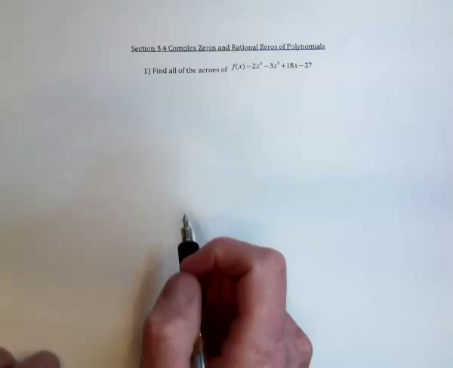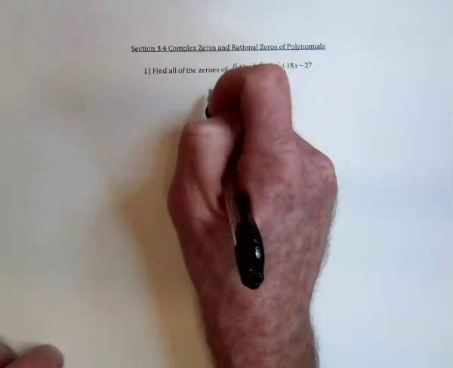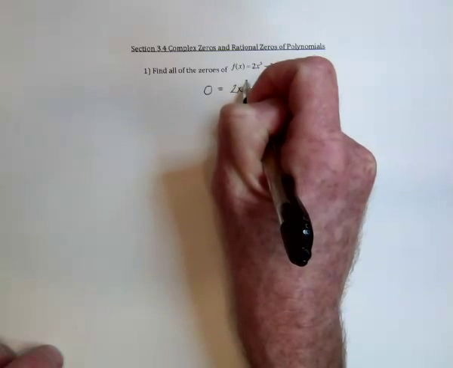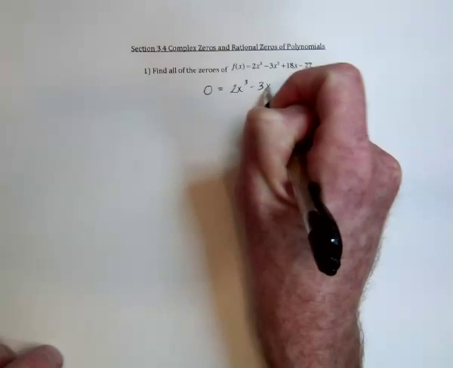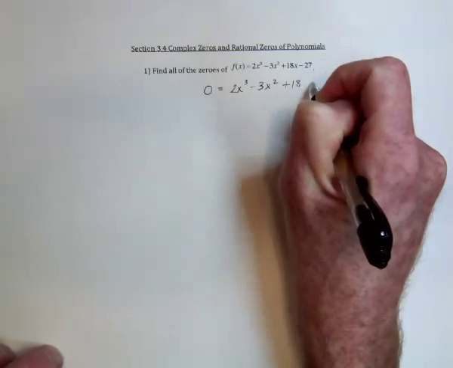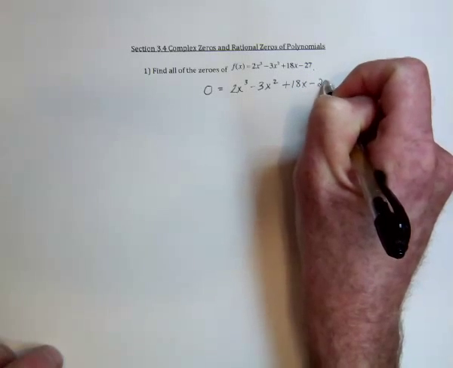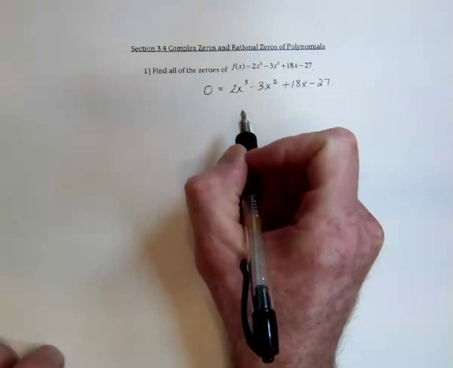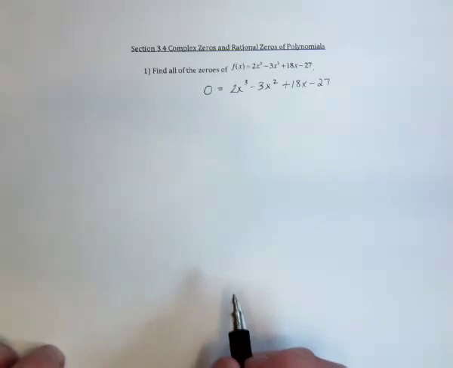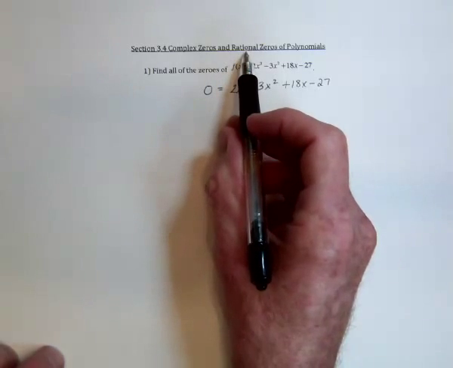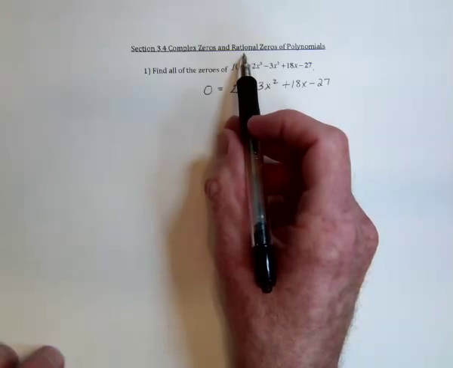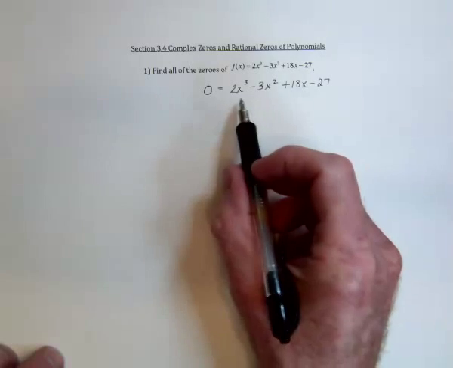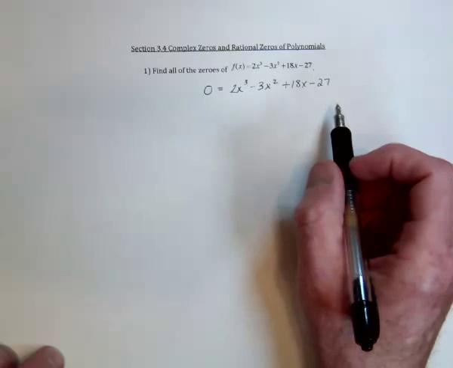So now we're to find all of the zeros of the function, which means if the function is equal to 0, then solve for x. Because this is a third degree polynomial, it's possible that there's as many as 3 zeros that we're looking for. First of all, I'm going to be looking for a rational zero, which is a real number that is a solution to this equation.